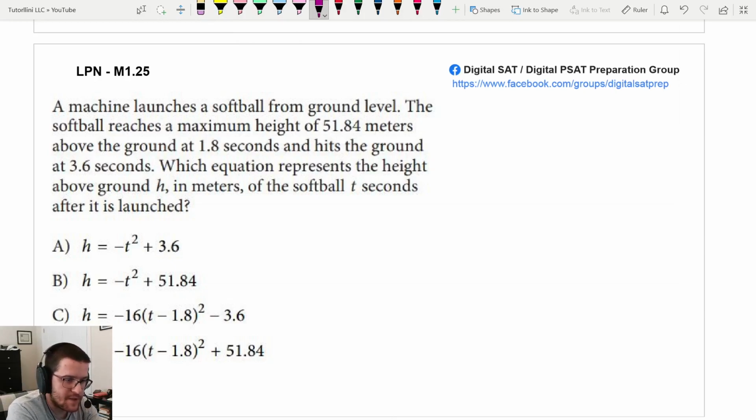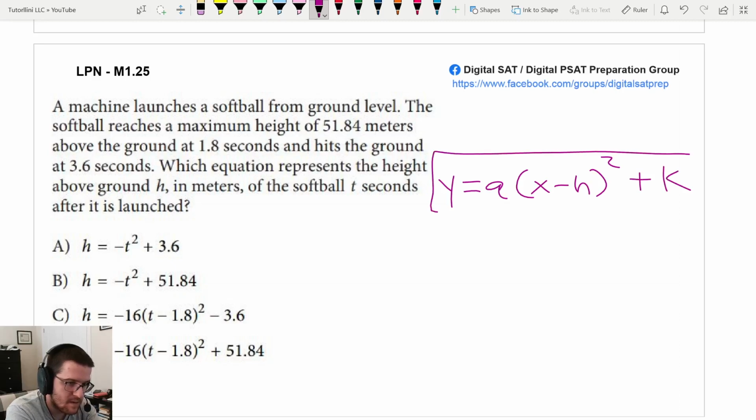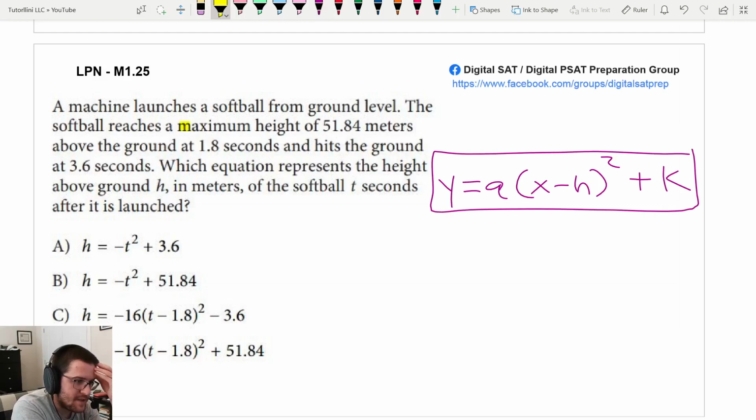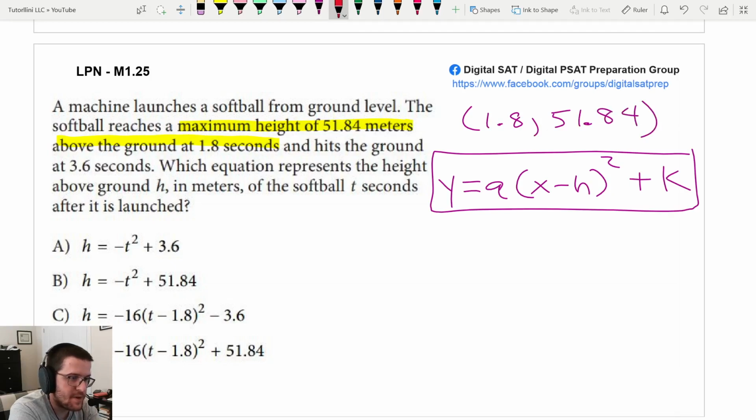We have to know vertex form, which is y equals a times (x minus h) squared plus k. And we have to understand that this part right here is the vertex. So 1.8 comma 51.84. That is your vertex. That is your h comma k.